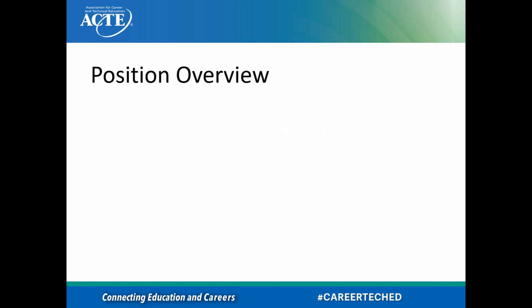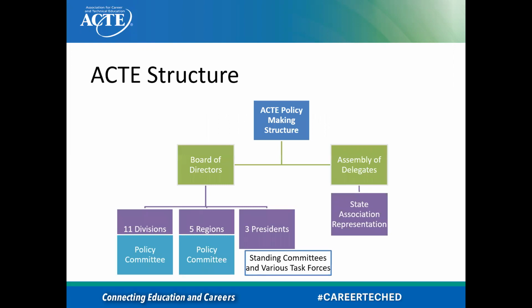The first thing I want to do is go over the positions that are available on the ACTE Board of Directors. ACTE structure is made up of a Board of Directors as well as our Assembly of Delegates. The Assembly of Delegates is made up of representatives from all of our affiliated state associations. They meet once a year at Career Tech Vision for their annual meeting. The Board of Directors is made up of region and division vice presidents, as well as 3 presidents, known as the officers. Each region and division oversees their own policy committee. The Board of Directors also provides information to inform the work and commission our standing committees and our various task forces.